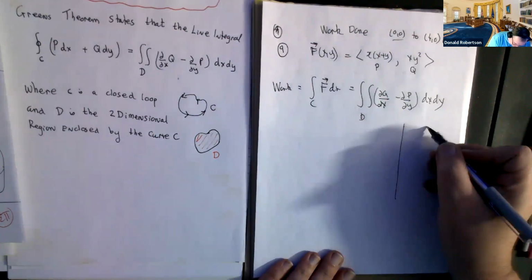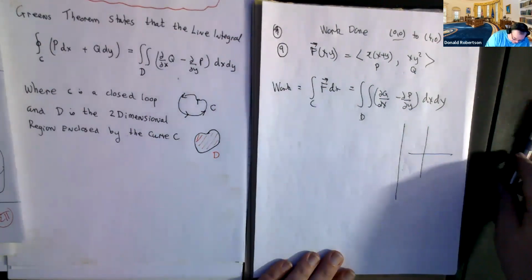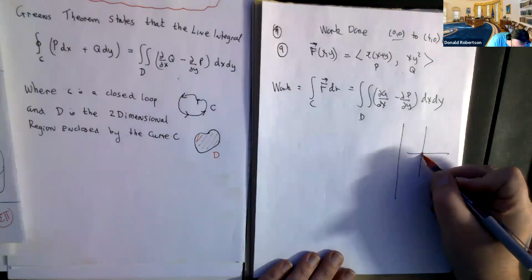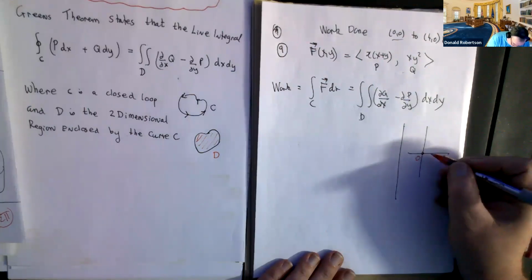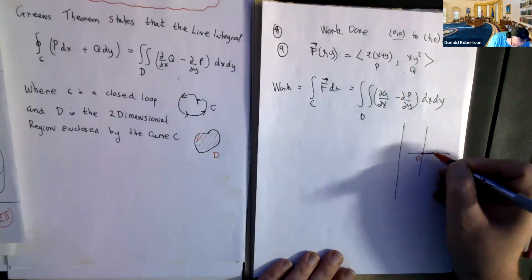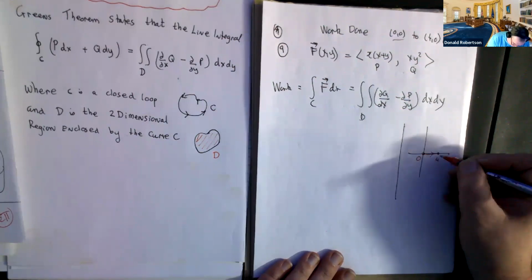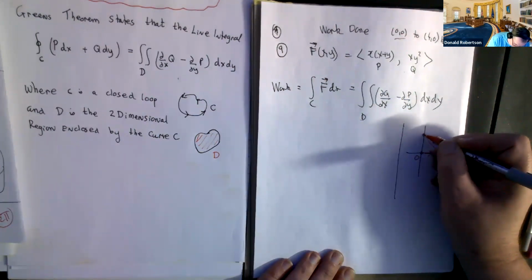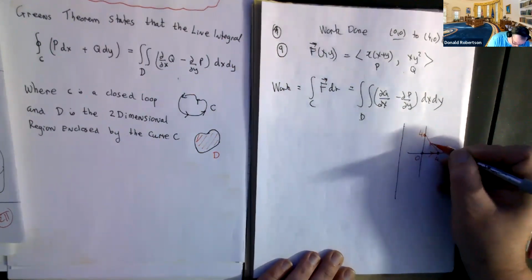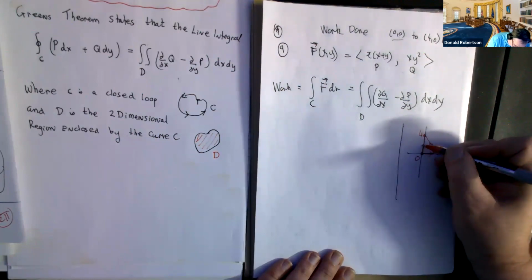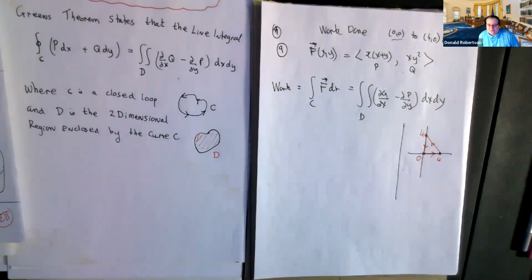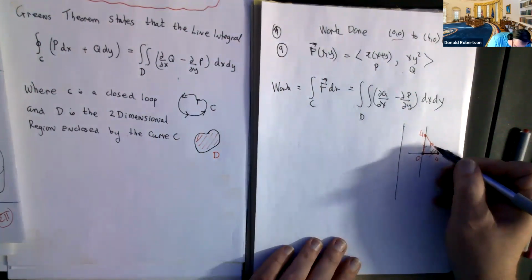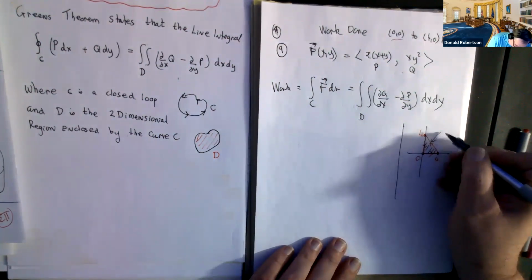This guy here starts at the origin. It then goes to 4, 0. It then goes to 0, 4. And then it comes back down again. Oh, it's a little triangle. And so that region is D.